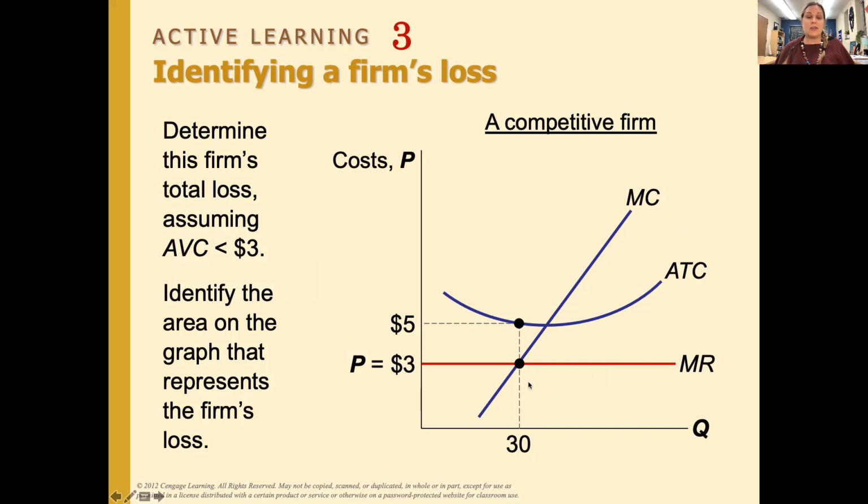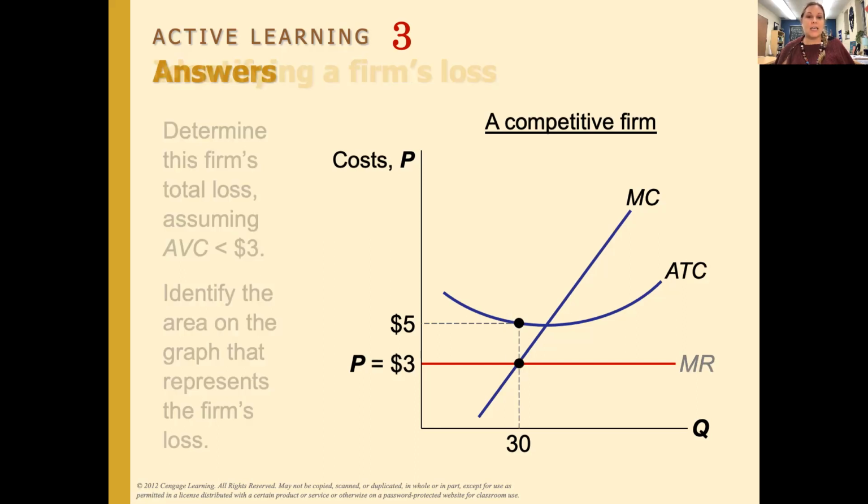However, when I'm making 30 units of output, I notice that my price, $3, is below my average total cost curve. So that means that it costs me more on average to make each unit than what I actually get in revenue from each unit. So this is a loss.